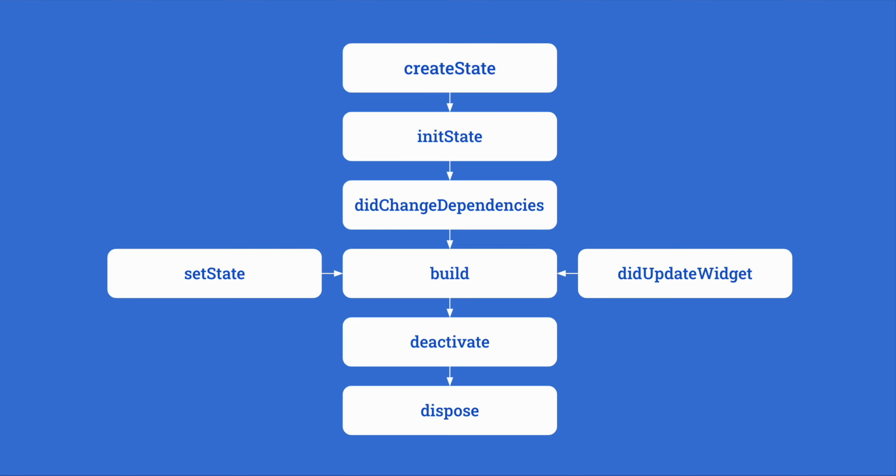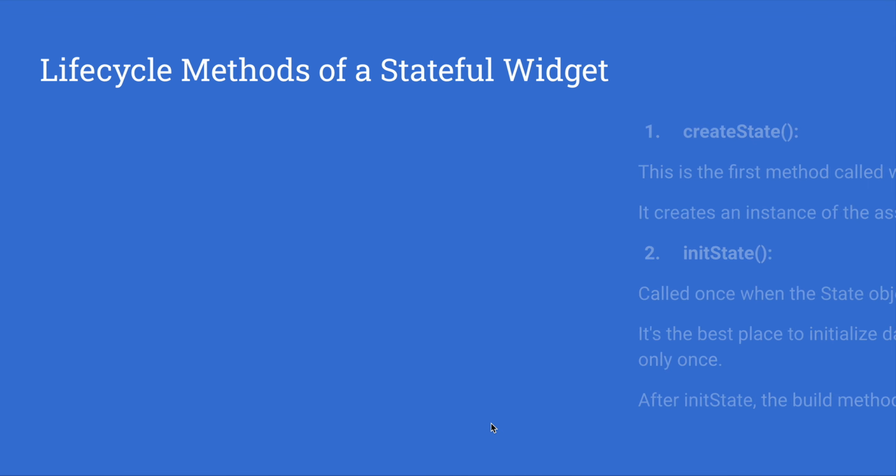So here is the lifecycle. First we call createState, and then initState, didChangeDependencies, and the build method. In the build method we use setState. When the setState method is called, it rebuilds our widget, and then didUpdateWidget, and then deactivate and dispose.